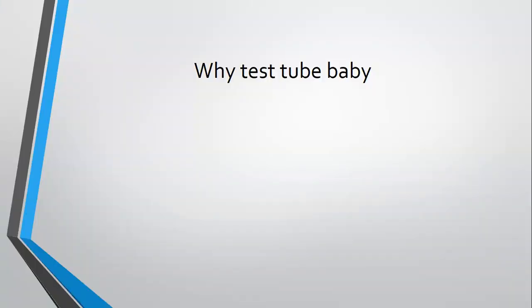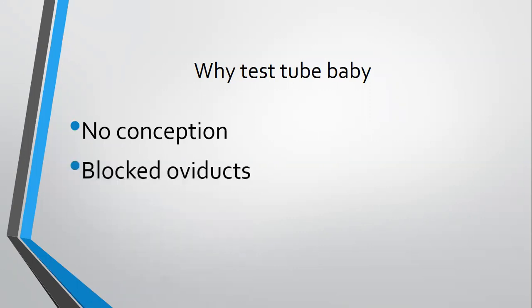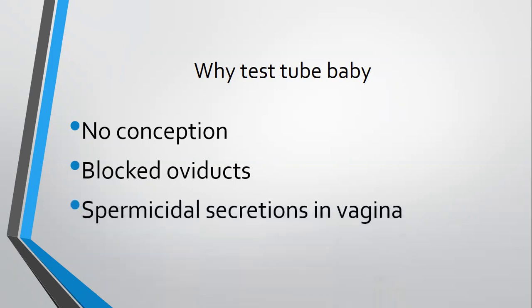Why test tube baby? Now, why is there a need for test tube baby? First, there is no conception. The female cannot conceive. Now, there can be many reasons for a female not to conceive. First reason is blocked oviduct. The oviduct might get blocked. Second, there will be spermicidal secretions in the vagina. The spermicidal secretions in the vagina are killing the sperm.